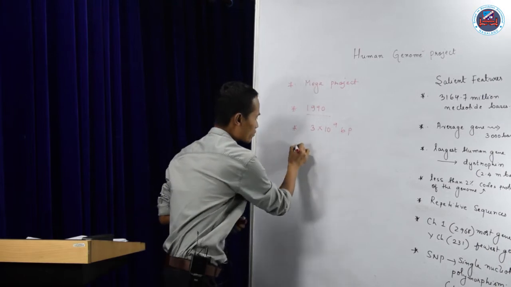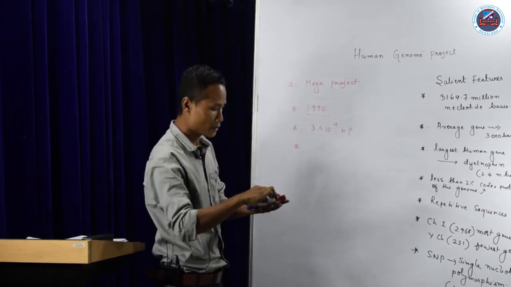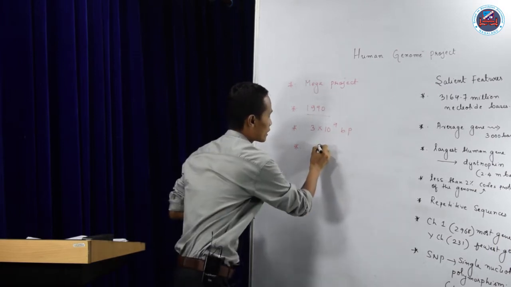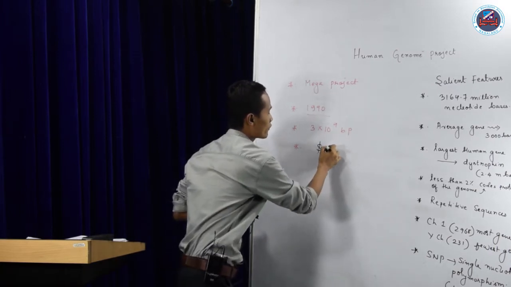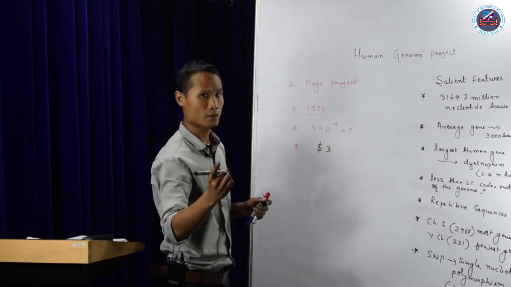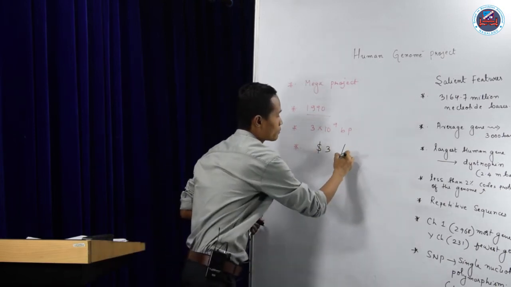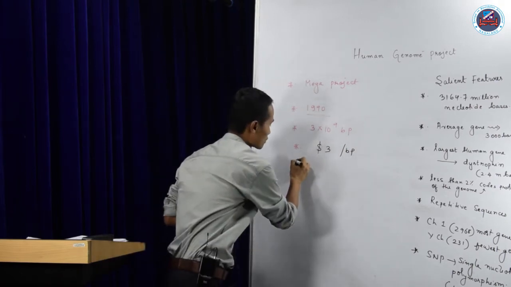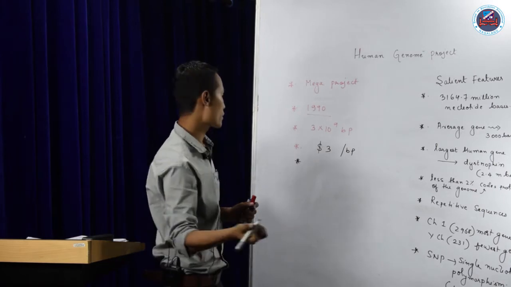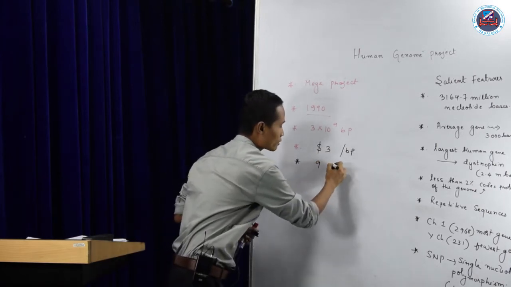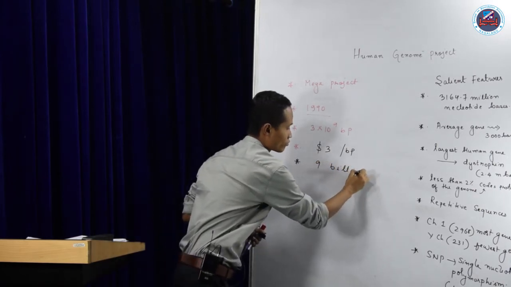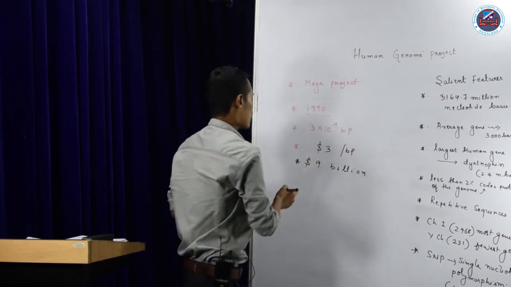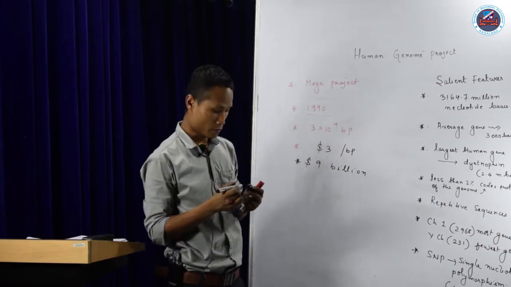Now, each base pair has an estimated cost of 3 US dollars. Per base pair it is $3. It means that for 3 into 10 to the power 9 base pairs, it comes to around $9 billion. That is the estimated cost.